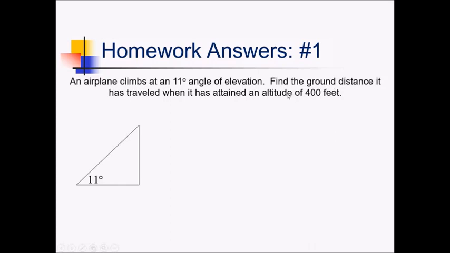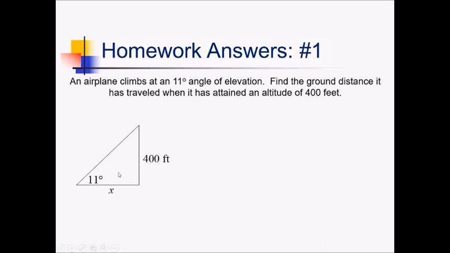So the altitude of 400 feet, that's the height of the plane. So here is the plane all the way up here at the top of the triangle. So that's a vertical distance of 400 feet. And we want the ground distance traveled. So that's this horizontal distance down here. So we'll call that x.